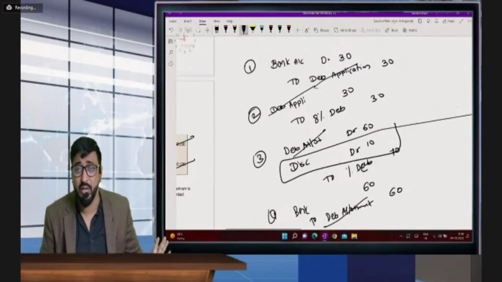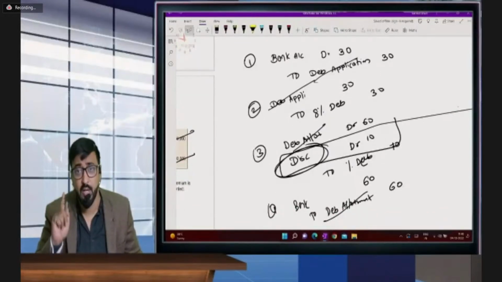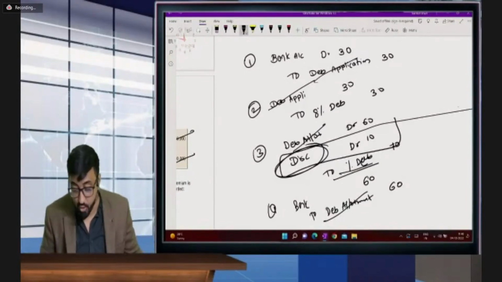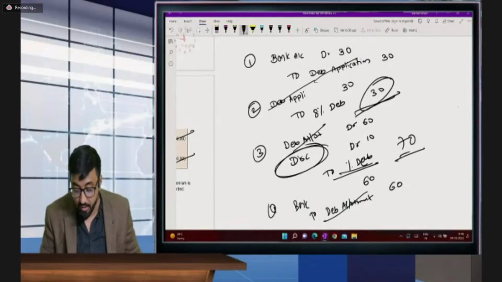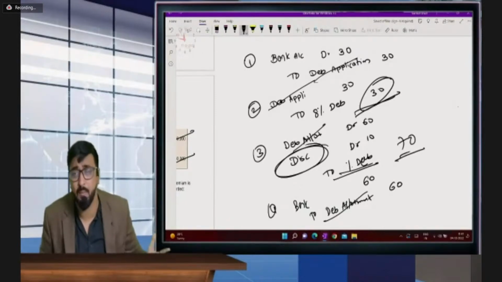Okay. So discount is recorded at the time of allotment. And you always think for one debenture. Bank account debit to debenture application to 8% debentures, debenture allotment account debit, discount account debit to 8% debentures. It is always by face value. So 30 rupees you already recorded. So now you will record 70 rupees and you received only 60 rupees. So bank account debit to debenture allotment 60.